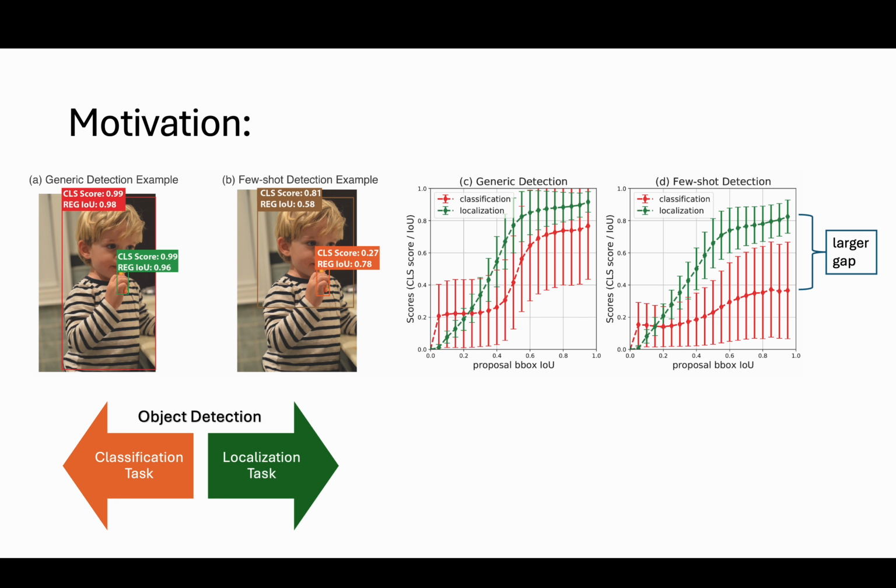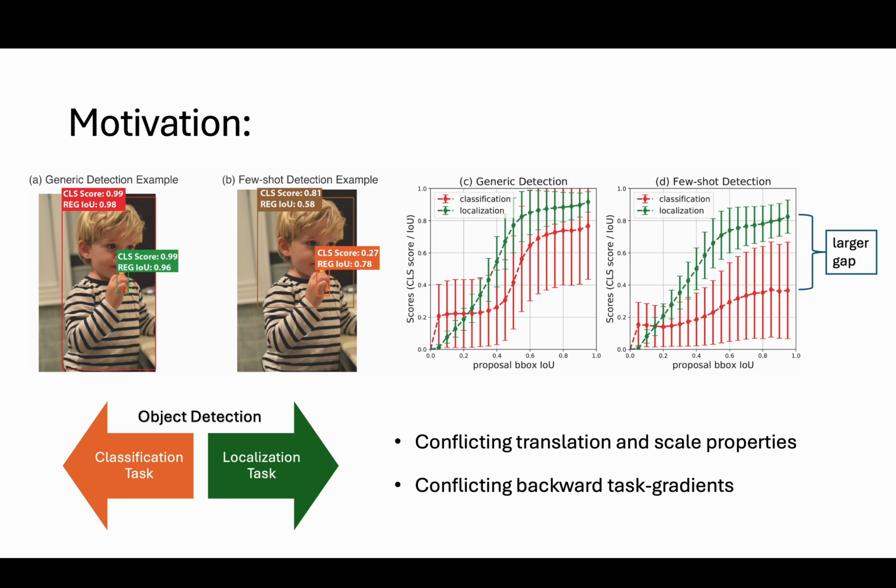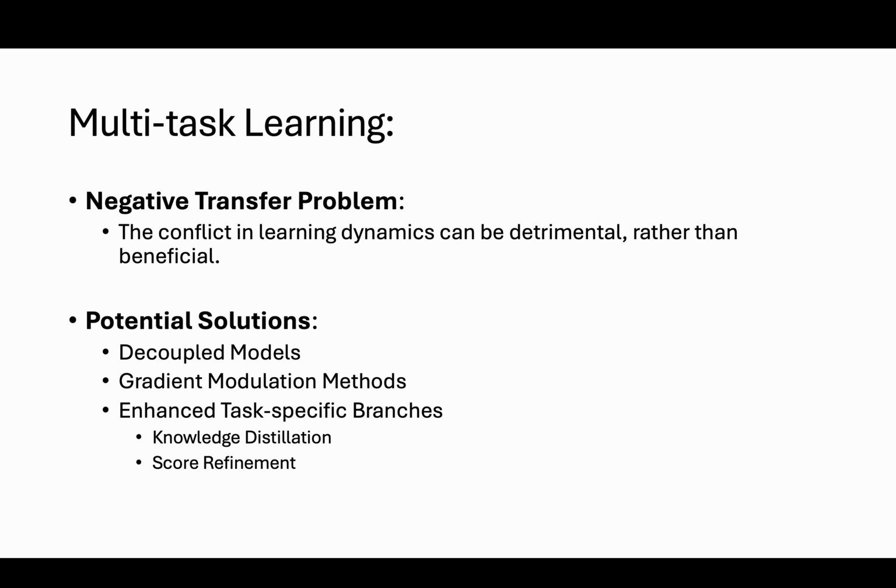Object detection is a multitask learning problem involving two subtasks: classification for determining what class the object belongs to, and localization for determining where the object is. They have two distinct differences: conflicting translation and scale properties, and conflicting backward task gradients. The discrepancy becomes more pronounced in few-shot settings as opposed to the generic detection problem. Any bias toward either task would negatively affect the performance of FSOD.